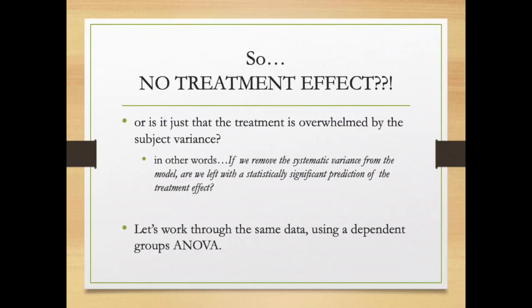So, no treatment effect? That's disappointing. But is it really the case that we can say that there is definitively no effect of treatment? Or is it just the case that the treatment is overwhelmed by the subject variance? In other words, if we remove the systematic variance from the model, are we left with a statistically significant prediction of the treatment effect? Okay, let's analyze this data the way we should have approached it in the first place, using a dependent groups ANOVA.